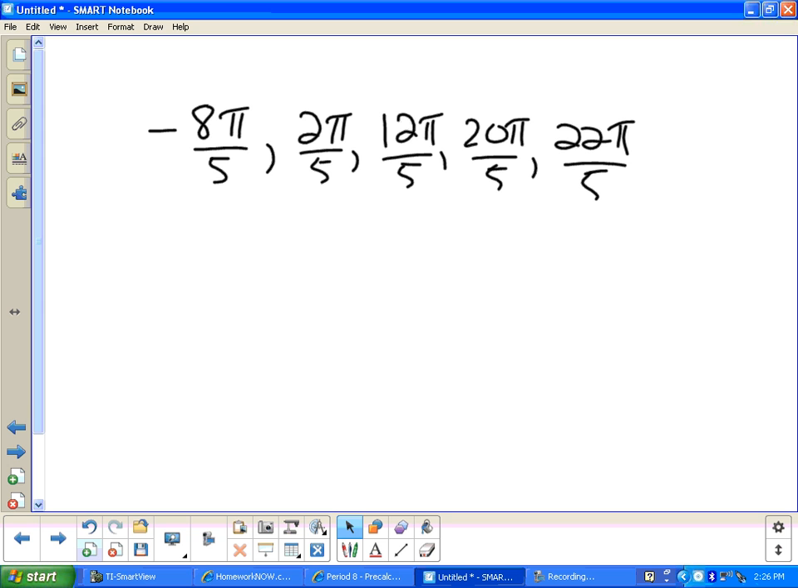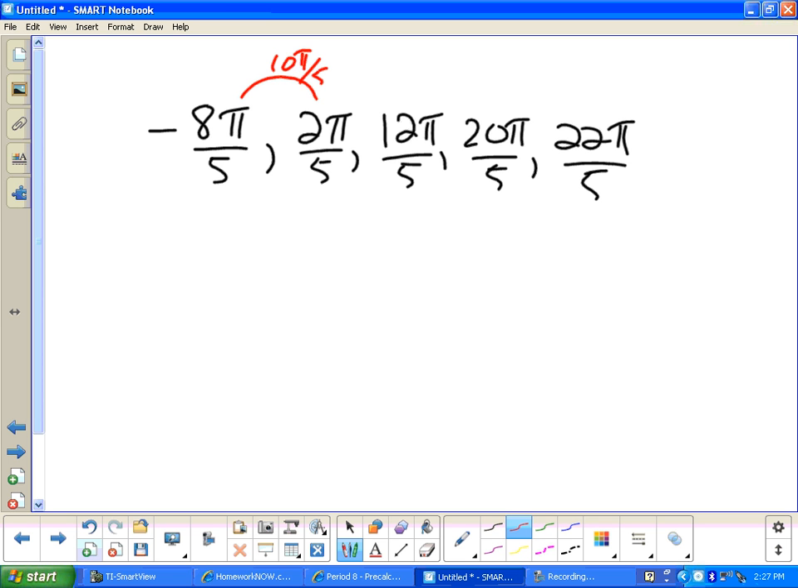Now, get a common denominator. 5 is your denominator, so what's 2 pi equal? 10 pi over 5. So look for things that aren't separated by 10 pi over 5. Look at all of them. Do you see how some of them are separated by 10 pi over 5? That's 2 pi.